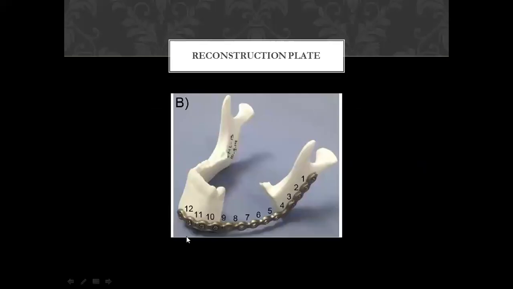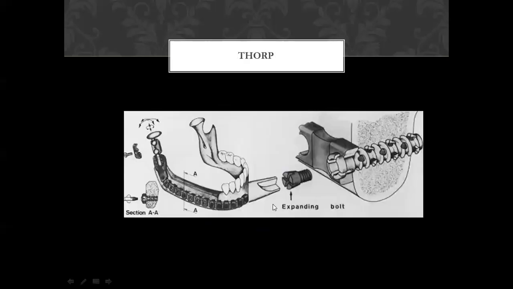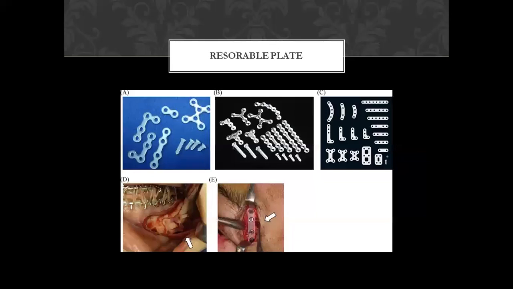Whereas in a reconstruction plate, we will not have these types of holes along the screws. Whenever you have a hole, it will also allow osseointegration, which is nothing but allowing the bone to grow inside this hole, so that the fixation will be better compared to that of a reconstruction plate. So osseointegration will be more compared to that of a reconstruction plate. That is the difference between the TORP and a reconstruction plate.